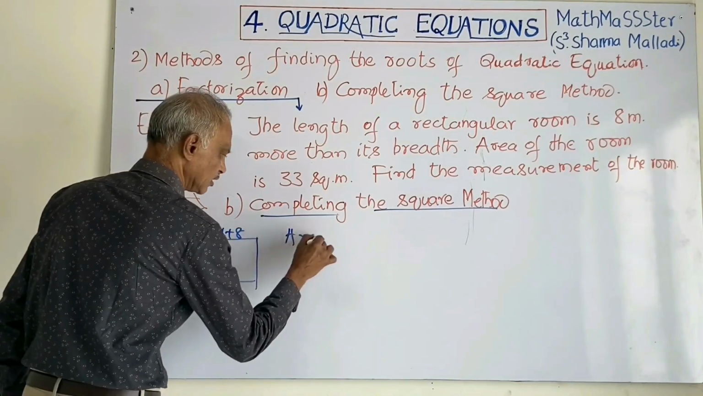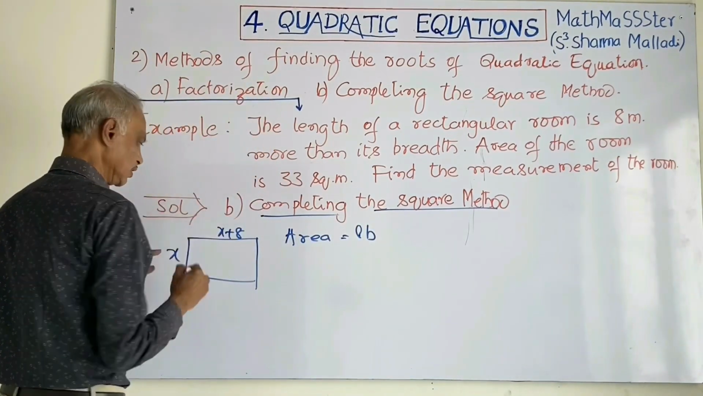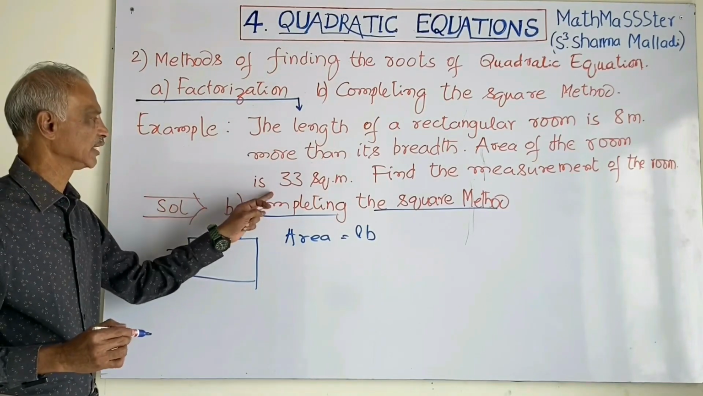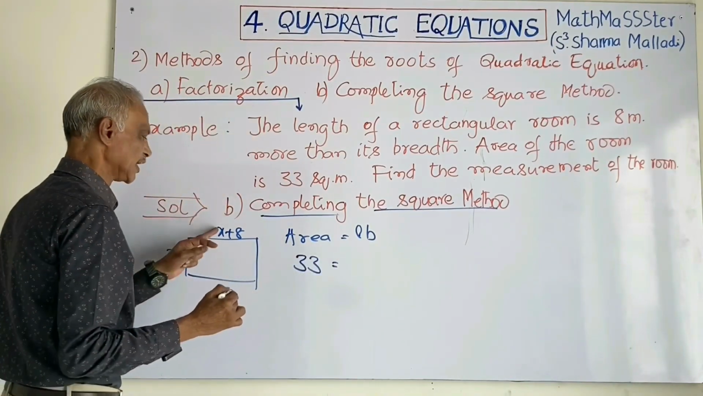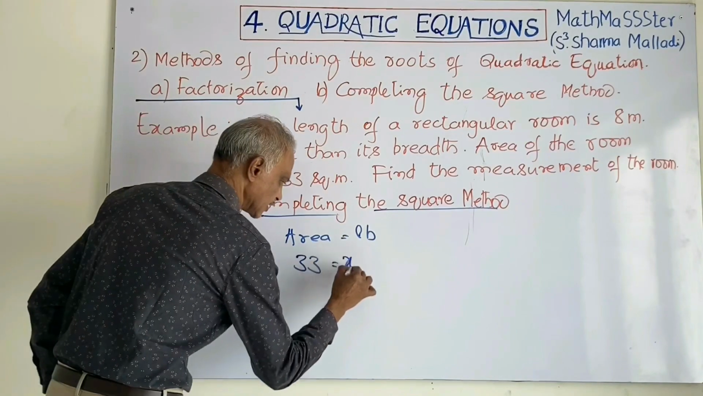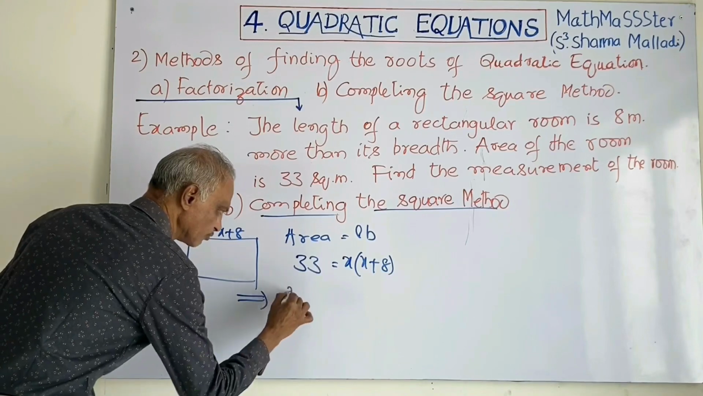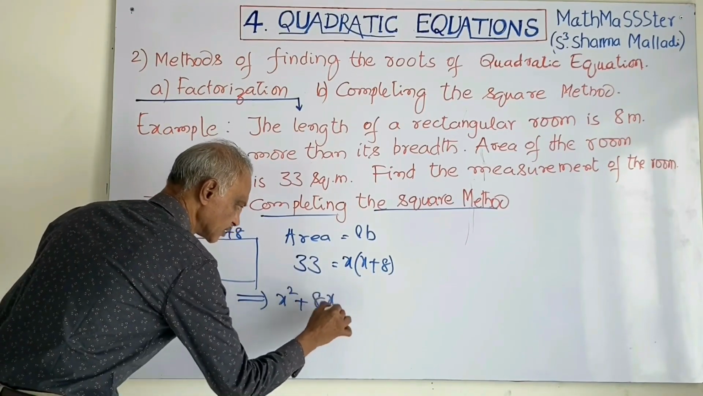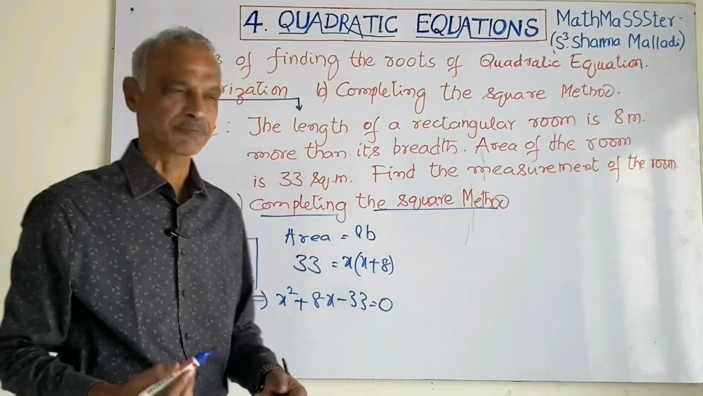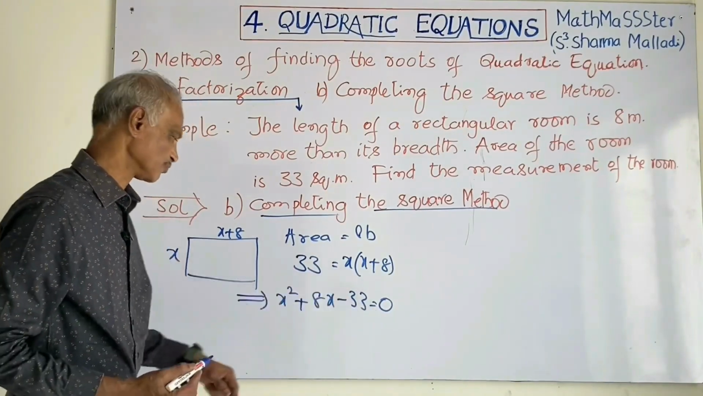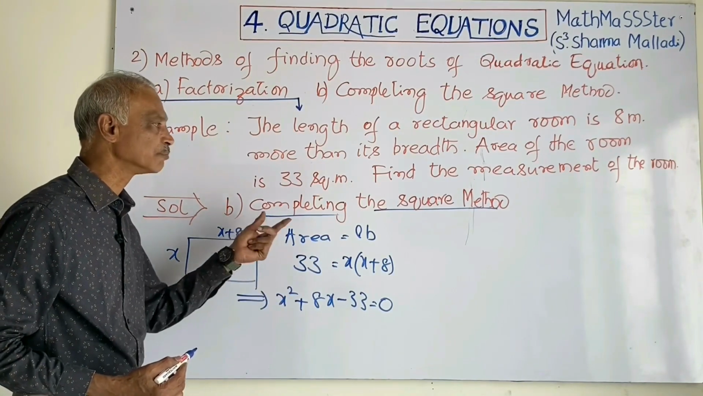What is the area? Area of rectangle is length into breadth. He has given area will be 33 square meters. 33 is equal to length x plus 8, breadth x. It can be written as x into x plus 8, means x square plus 8x minus 33 is equal to 0. It is in the form of x square plus bx plus c is equal to 0. Now we have to do this problem by completing the square method.